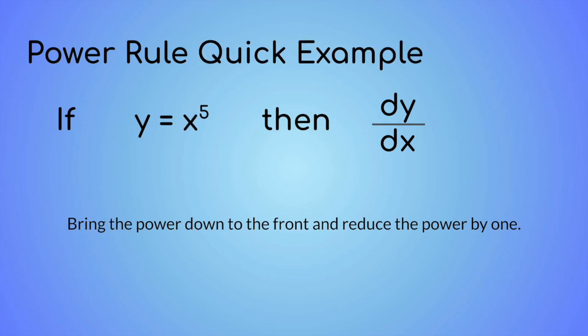Just a quick recap of how that works. So let's say, for example, we had y equals x to the power 5. What we would do to differentiate is bring the power down to the front, so the 5 would come down to the front, and then take 1 away from the power, so the power of 5 would become the power of 4, giving us 5x to the power 4. So it's a fairly straightforward rule to be able to apply.